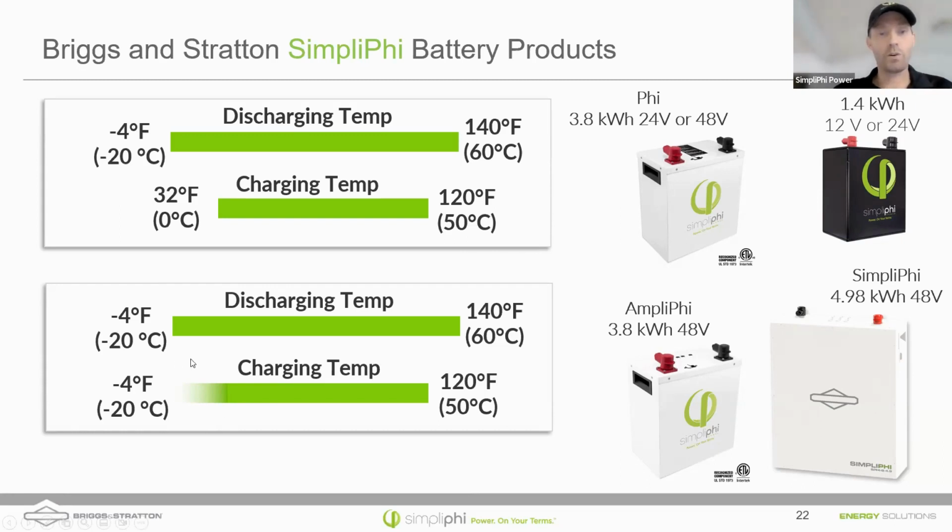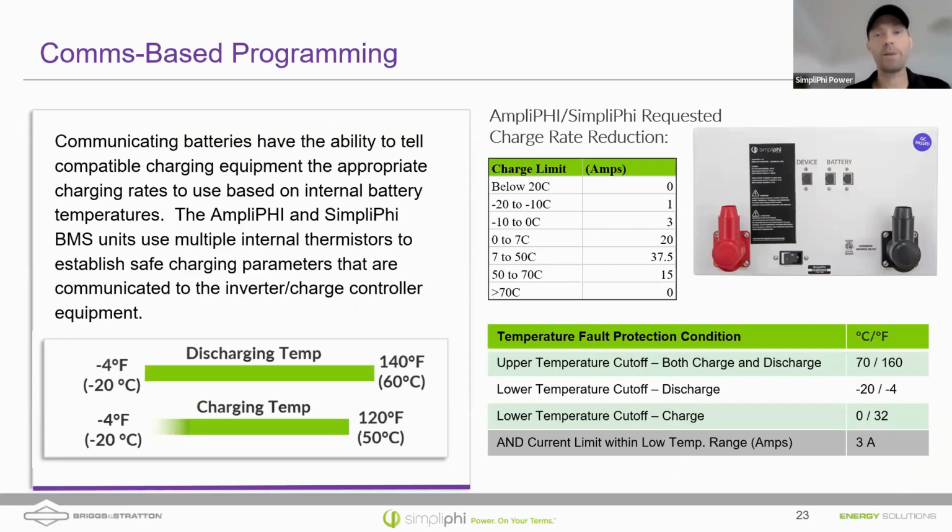Charging that, however, is regulated by the BMS unit with the communications. The communications inside the battery will tell the charge controller to reduce the rate of charging at low temperatures. And if you get to an ultra low temperature and you're still trying to charge, maybe you don't have the communications hooked up quite correctly, well, then the BMS unit can actually interrupt that charge cycle and go into self-protect mode where it will shut itself off automatically.